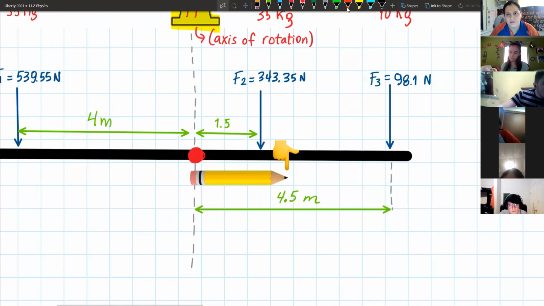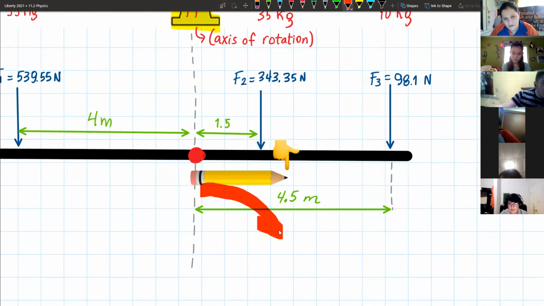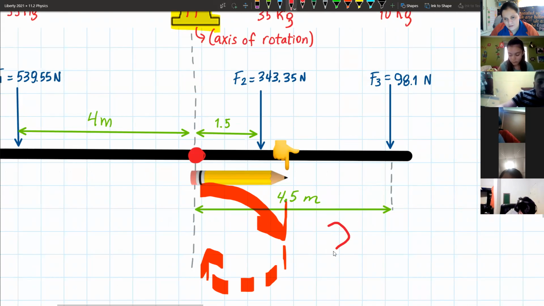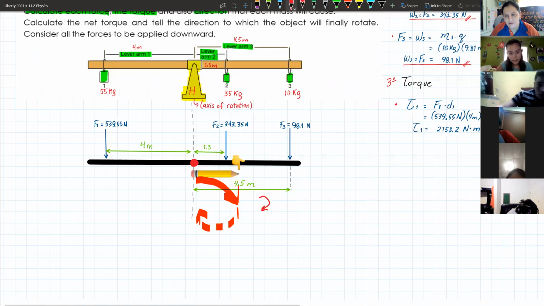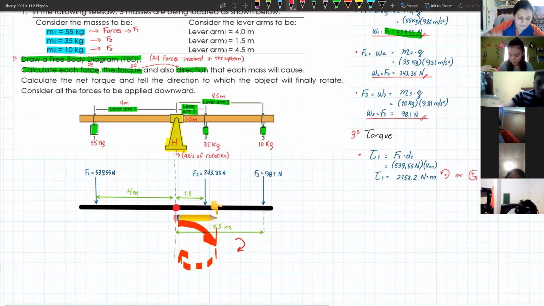If you want to take a closer look, this will be more like this. The pencil like this. So this is the same as having like this, and this is clockwise. Is clockwise considered to be positive or negative? Negative. Clockwise is negative, okay? So we go and calculate the torque number 2.